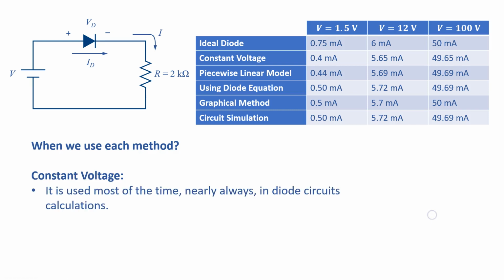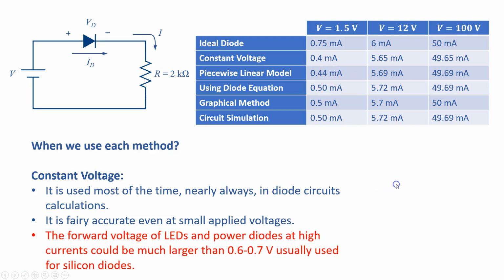The constant voltage model, it's usually used most of the time, nearly always, in diode circuits calculations. It is very accurate even at small applied voltages. Remember that the forward voltage of LEDs and power diodes at high currents could be much larger than 0.6 or 0.7 volts that we usually use for silicon diodes. For LEDs, it could be even close to 4 volts, 3.5, 4 volts.